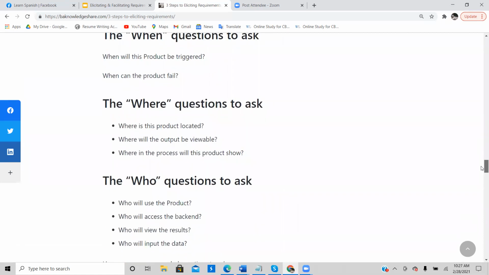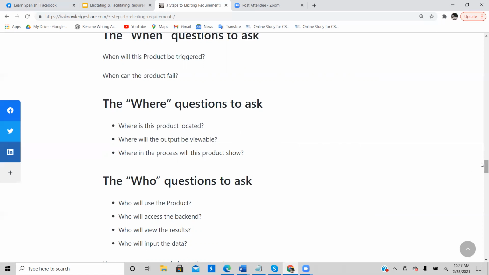The where questions are: where's the product located? Where will the output be viewable? Where in this process will this product show? So in our case study, we had a report that needed to be generated. In that case, where will the report be viewable, right? So then they have to provide you with those answers.